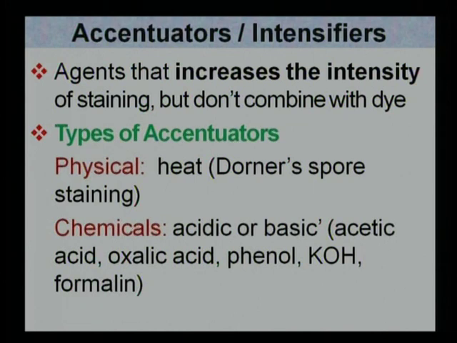Okay, the second type of chemical that is commonly used during staining is the accentuators, also called intensifiers. Accentuators or intensifiers are basically those agents which accentuate, meaning they increase the intensity of the staining. However, they do not combine with the structure or with the dye. They do not form any complex with the dye. This is basically the difference between the mordant and these accentuators.